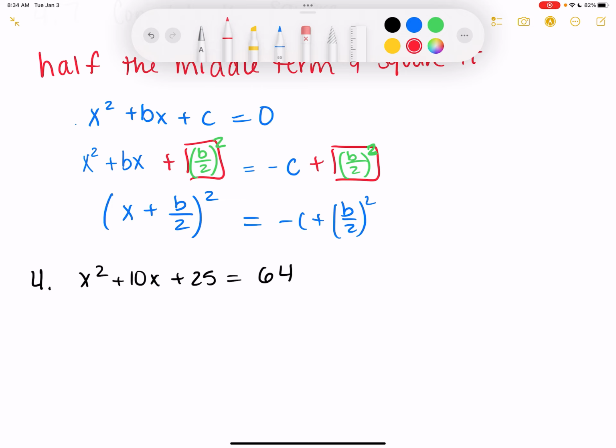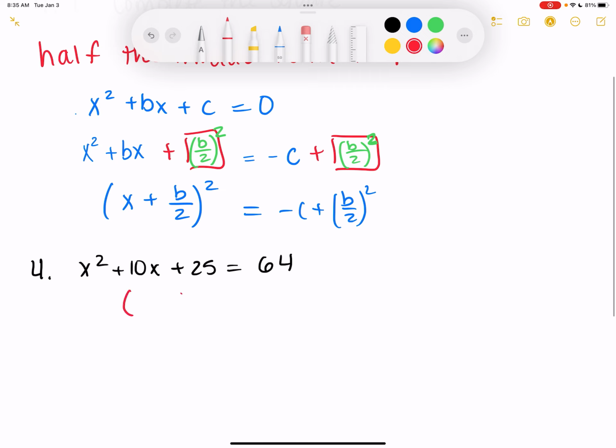So this is a perfect square trinomial. So basically they've already done the first step for you, kind of how you can think about this. So what does this factor into then, if it's a perfect square trinomial? x plus 5 squared. Yep, x plus 5 squared is equal to 64. Now it says solve by finding square roots, so what do you think we need to do next? Square root of both sides. So x plus 5 is equal to what? 8.